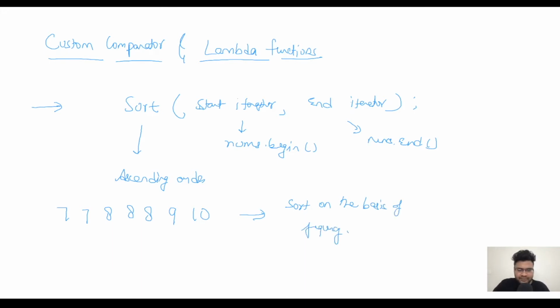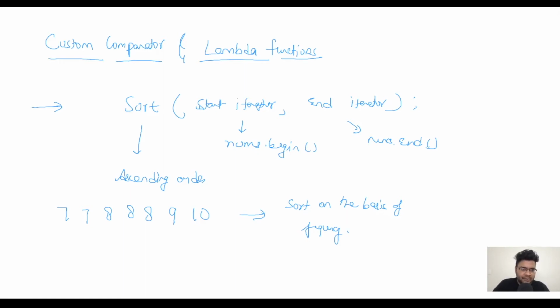Now how can we sort on the basis of the frequency of these numbers? It cannot be done via the default sort function, right? Obviously, because we are not sorting on the basis of some other attribute, we are just sorting on the basis of the value of the numbers which are given to us. So in these kinds of cases, we often use a custom comparator.